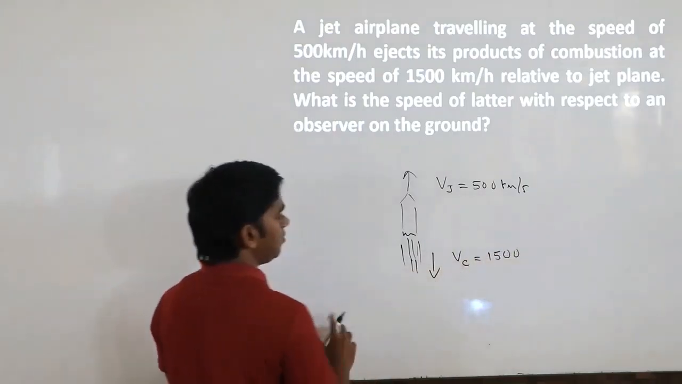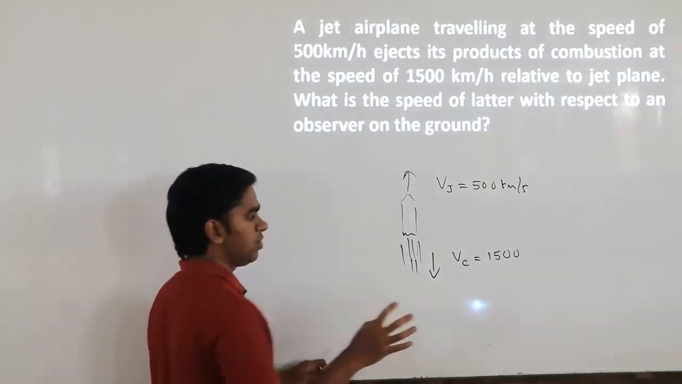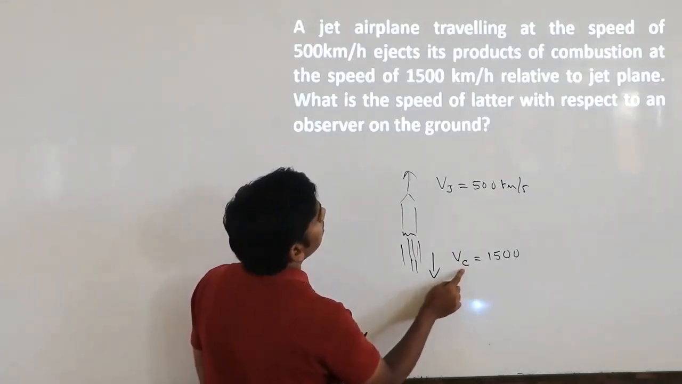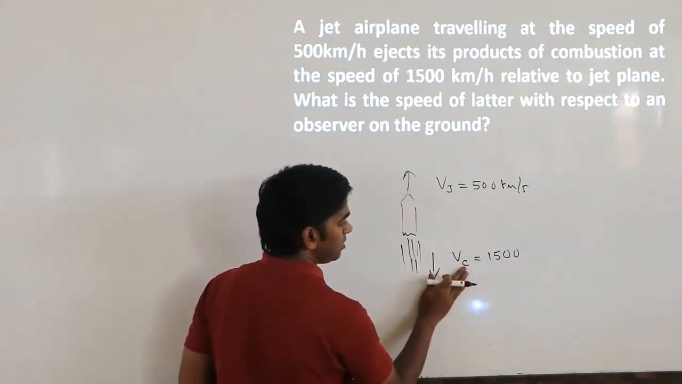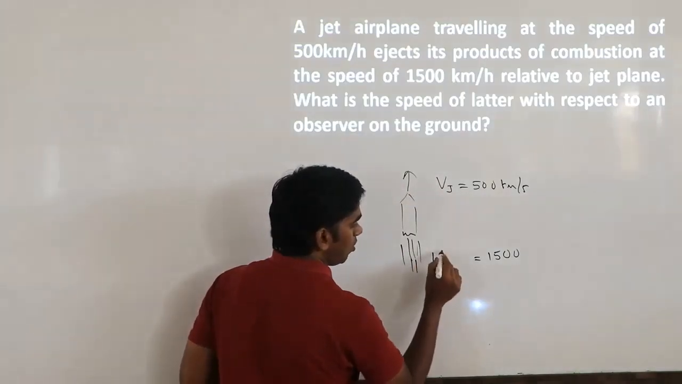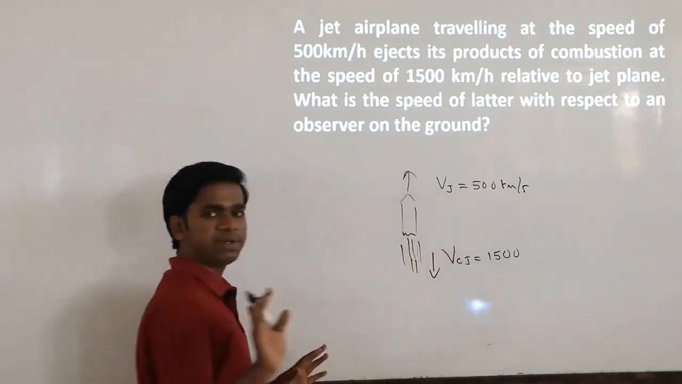They are not given VC. They are not given velocity of combustion. They are given velocity of combustion relative to jet. It means relative to J. So you cannot write this as VC. You have to write velocity of combustion with respect to J, not with respect to ground.